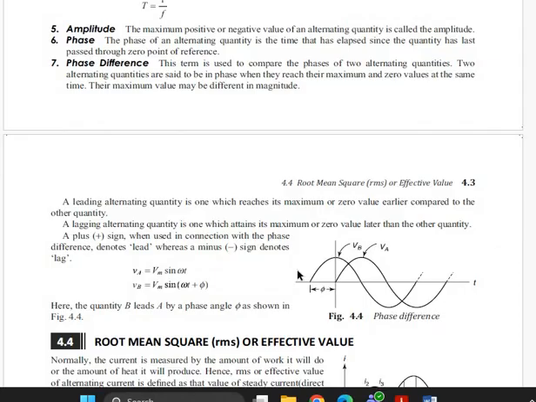A leading alternating quantity is one which reaches its maximum or zero value earlier compared to the other quantity. A lagging alternating quantity is one which attains its maximum or zero value later than the other quantity. A plus sign, when used in connection with the phase difference, denotes lead, whereas a minus sign denotes lag. Va equal to Vm sin omega t and Vb equal to Vm sin of omega t plus pi. Here the quantity B leads by a phase angle pi, as shown in the figure.